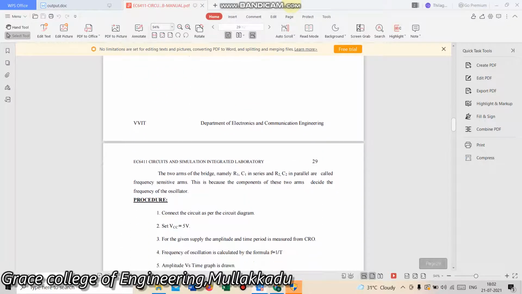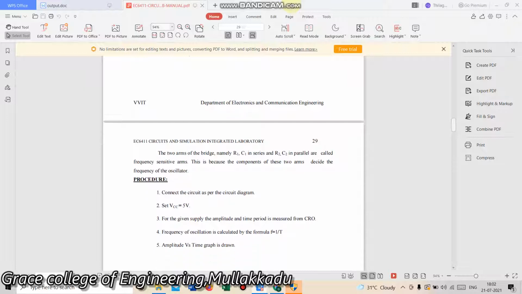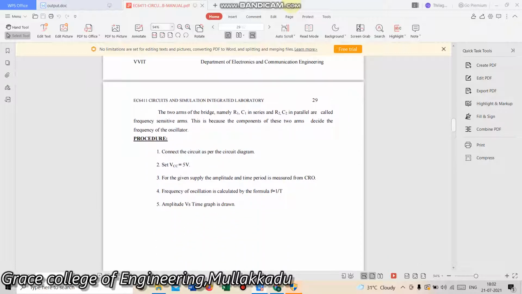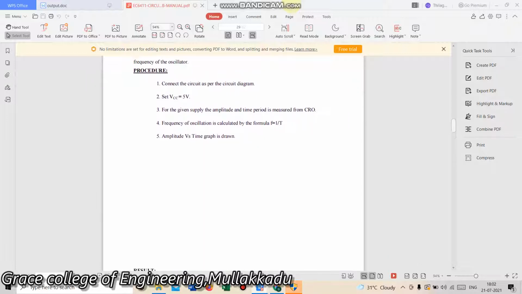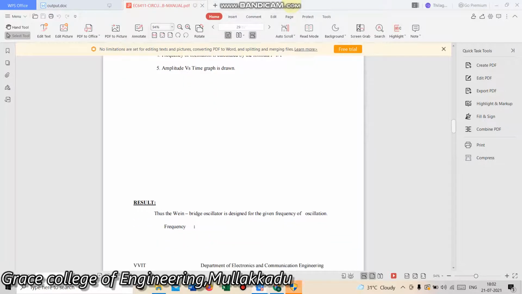We can measure the time as well as voltage. Connect the circuit diagram, give the supply voltage, measure the sinusoidal waveform at the output and plot the graph.